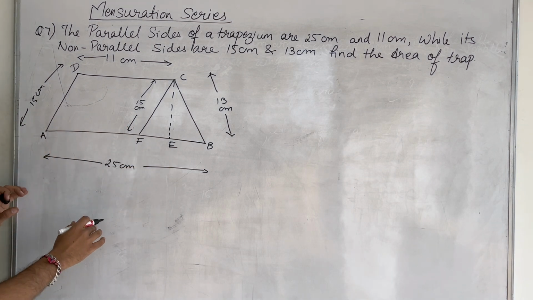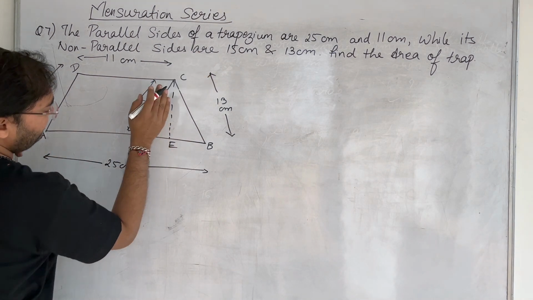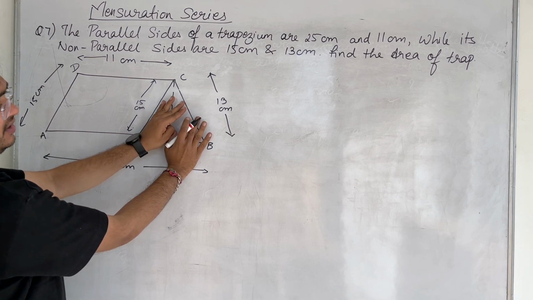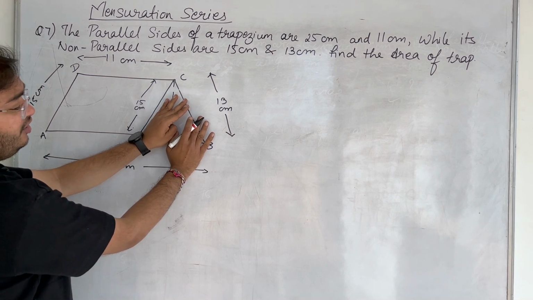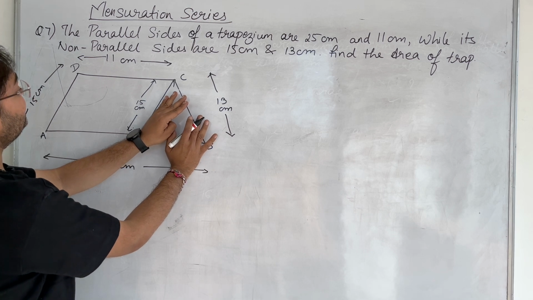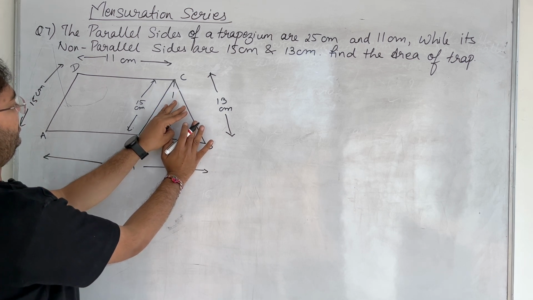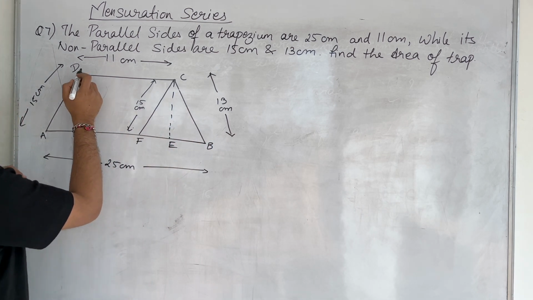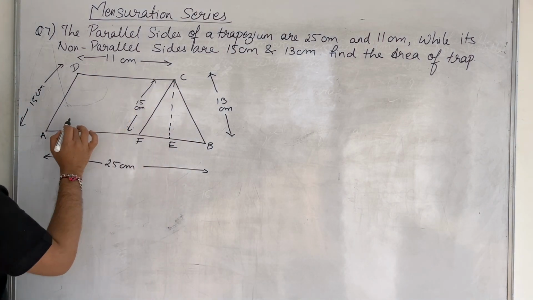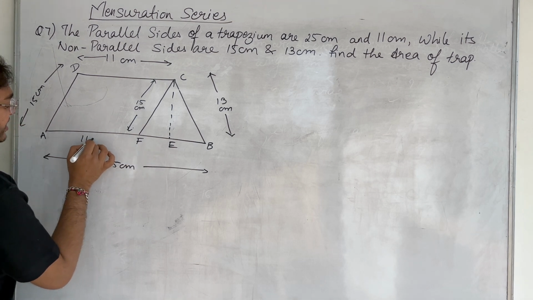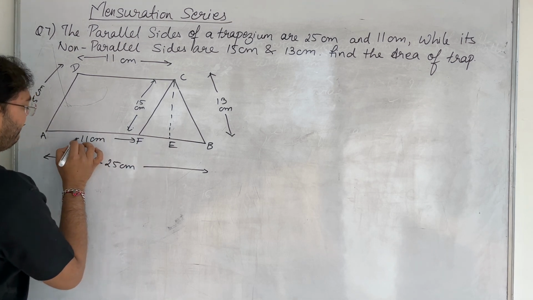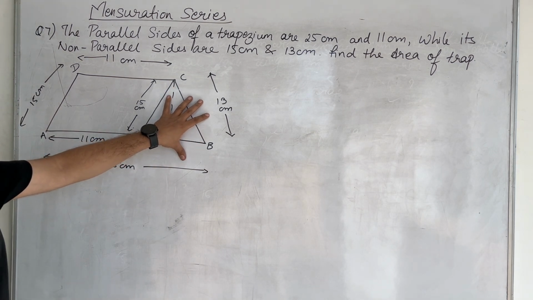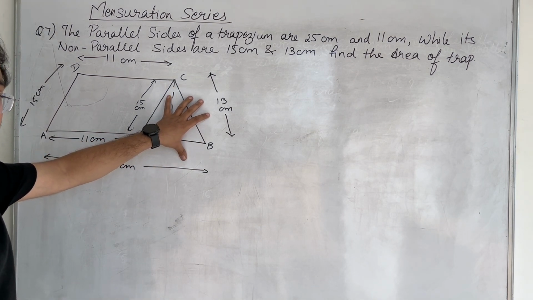If this is my parallel side, then if I put my hand over here, I don't want you to see this part. This is a parallelogram. And in a parallelogram, the opposite sides are the same. That means if DC is 11 centimeter, then AF is also 11 centimeter. Why? Because if I keep my hand over here, I don't want to see this, then it is a parallelogram. And in a parallelogram, the opposite sides are the same.